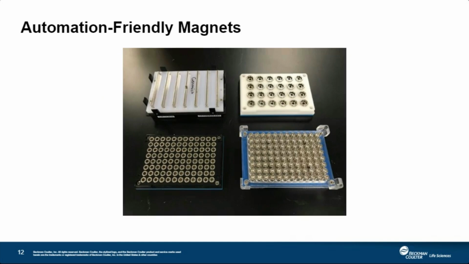There's a bunch of different magnets that can actually be used, again, because these are automation friendly, but these sorts of plates can also be used if you're doing a manual process. So some people maybe aren't doing high throughput and they want to be able to perform these steps just on the bench. So there are magnets that are automation friendly, and there are magnets that you can use just in a manual process on your bench.